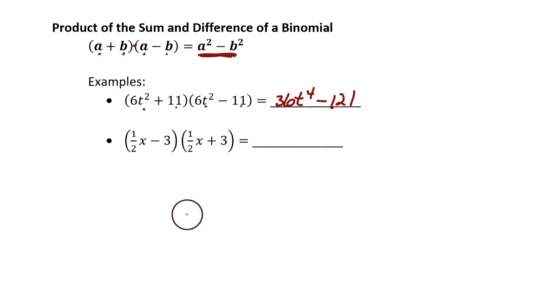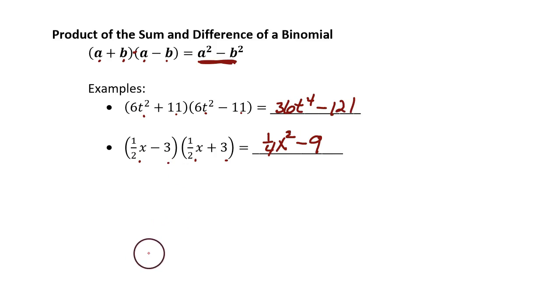Next example. Does it fit that pattern? Are the binomials identical, except one of them is a sum and one of them is a difference? And the answer is yes. So let's use the pattern. 1/2 x times 1/2 x is 1/4 x squared. Minus, and then 3 times 3 is 9.